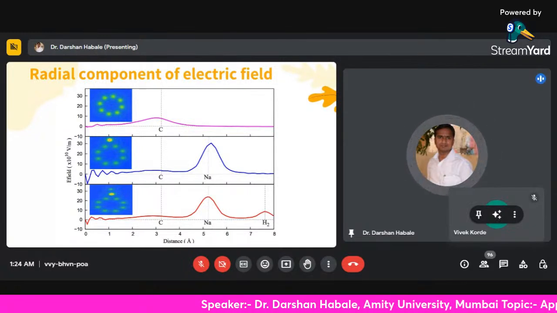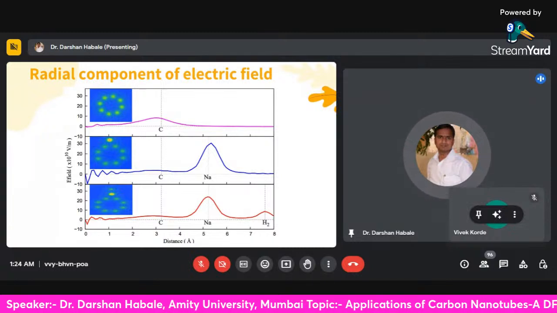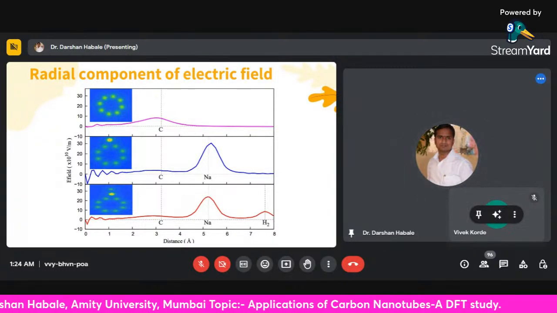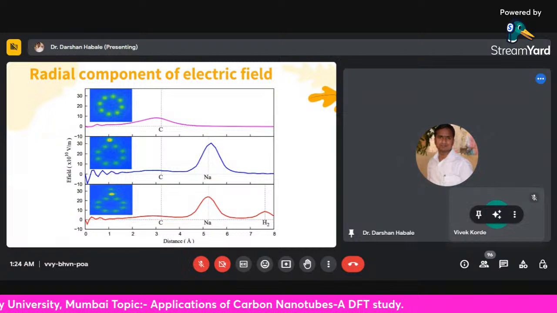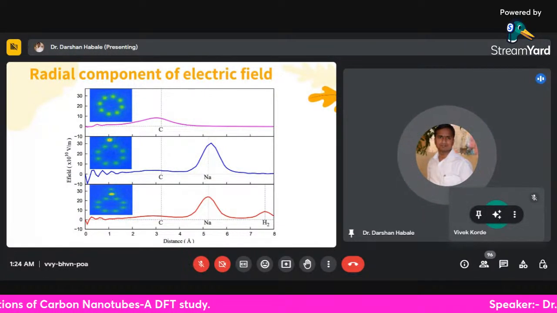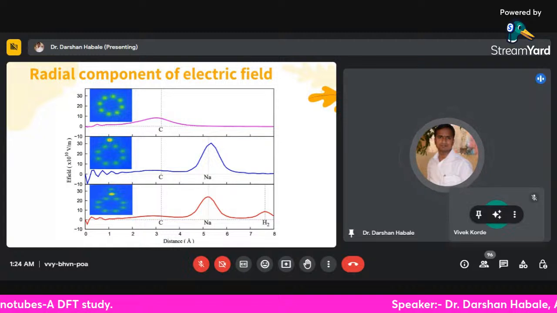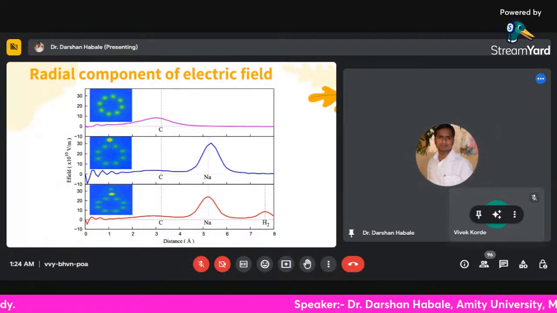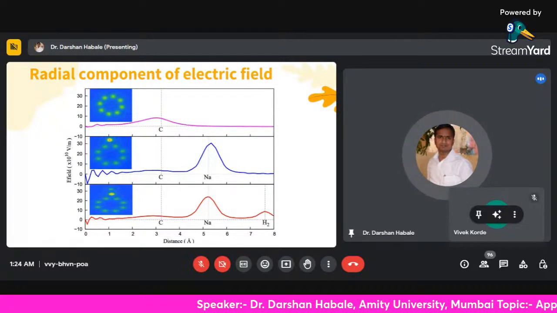You can check it. Over there it has this value, then it has increased after sodium doping, and then it drops to this value, around below 20. So this is what we have concluded from this radial component of the electric field: the sodium atom is responsible for the adsorption of hydrogen.